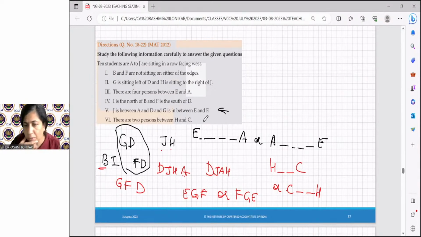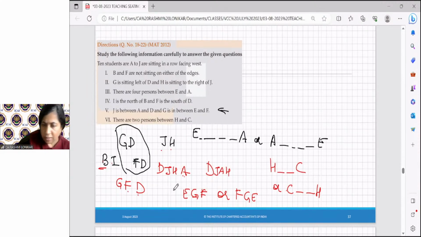Okay. There are four persons between E and A. I is to the north of B. This also I have written, BI. And F is to the south of D, so I have FD. Okay. So already I had GD and I had FD, so I have made GFD.